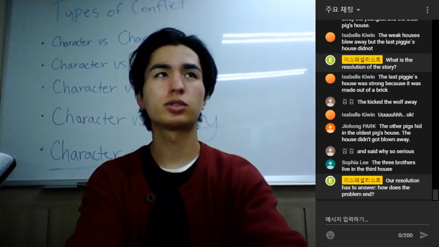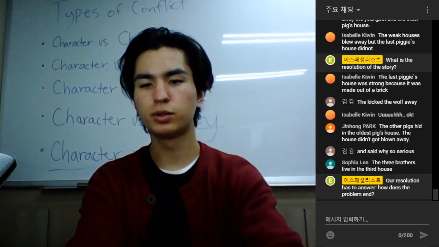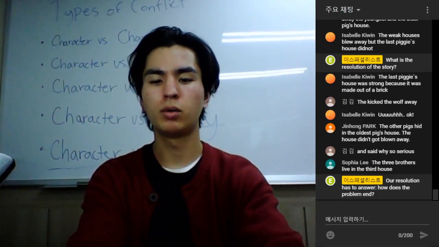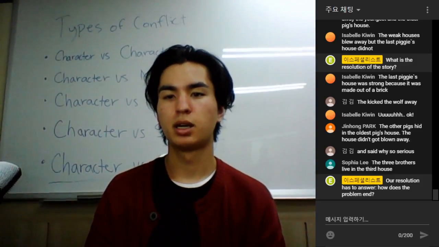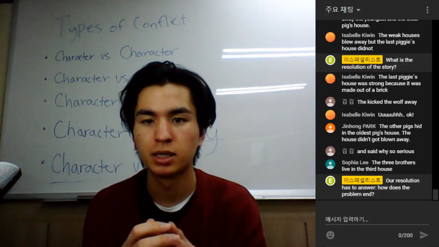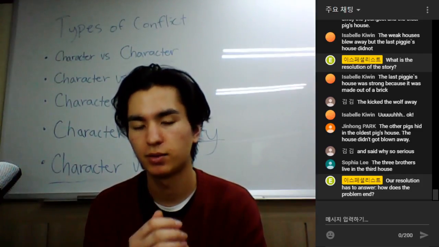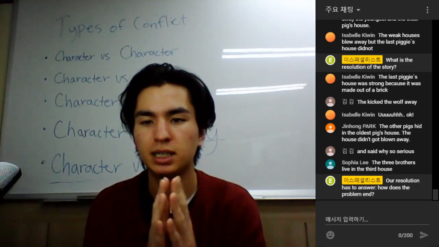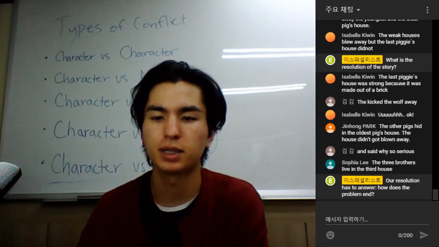So it's true the house is strong, it's made out of brick, but that doesn't explain how it ends. Does the wolf just wait for the pigs to come out and then eat them tomorrow? Is that the resolution? No, right? Our resolution has to answer how the problem ends. So, the last piggy's house was strong, it was made out of brick, it didn't get blown down, so the wolf gave up and went away. The wolf could not eat the pigs. This is an important part of the resolution to explain that. The wolf could not eat the pigs because the last house was made out of brick. Okay?